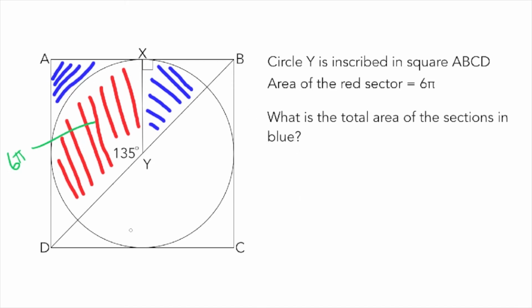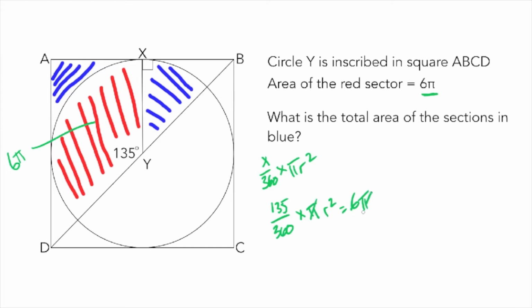So the first step to solving this problem would be to figure out what the radius of the circle is. Since we know that the area of the red sector is 6 pi, and we know this angle here is 135, we can plug those figures into the formula for area of a sector, which is x over 360 times pi r squared. So x here is 135 over 360 times pi r squared, and that gets us 6 pi.